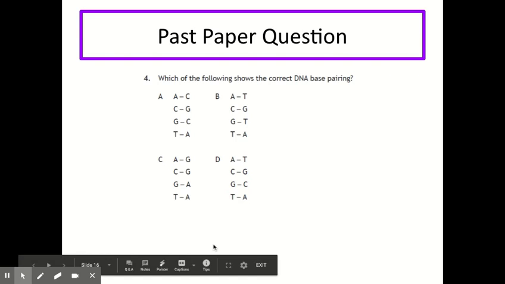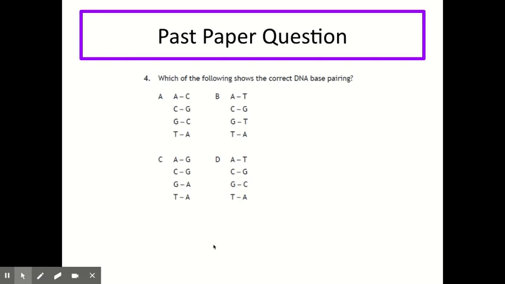So hopefully you've worked out that D is correct, and that's because it has the correct pairings of A with T, C with G, G with C, and T with A. All of the others have a mistake somewhere with the incorrect base paired up across from the other one.